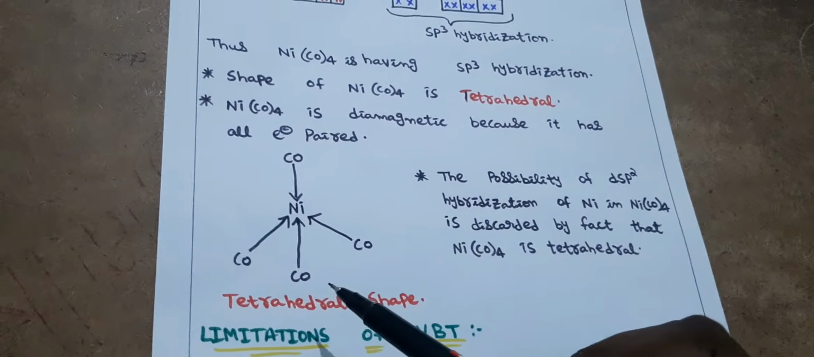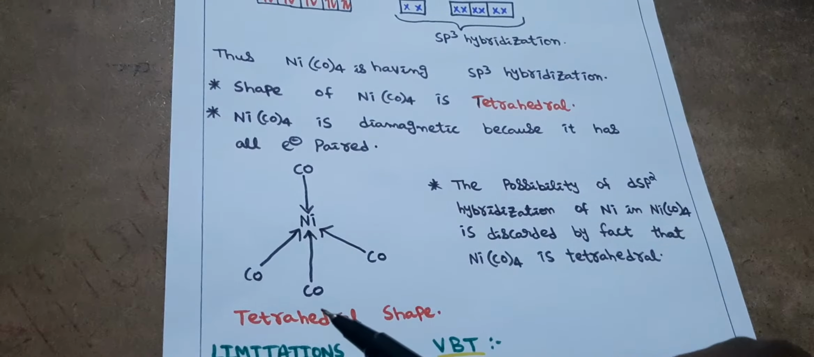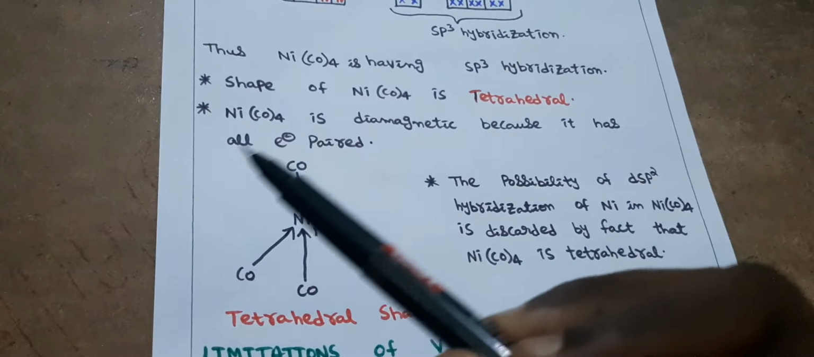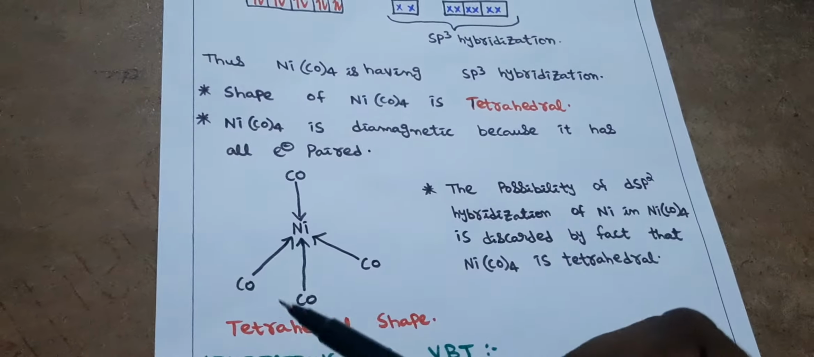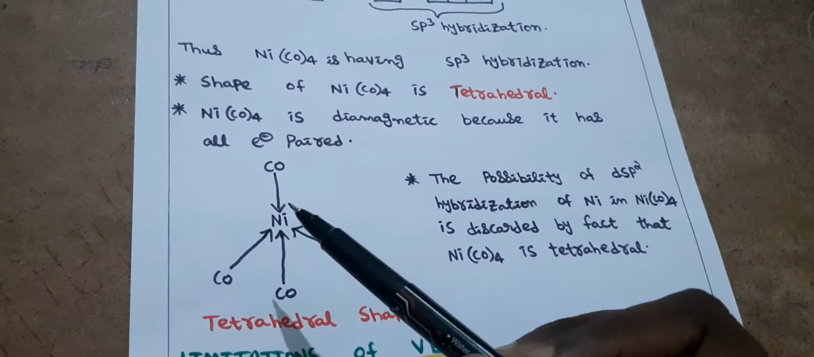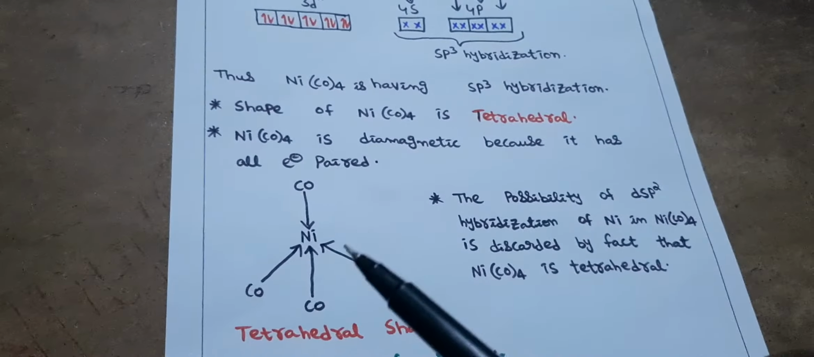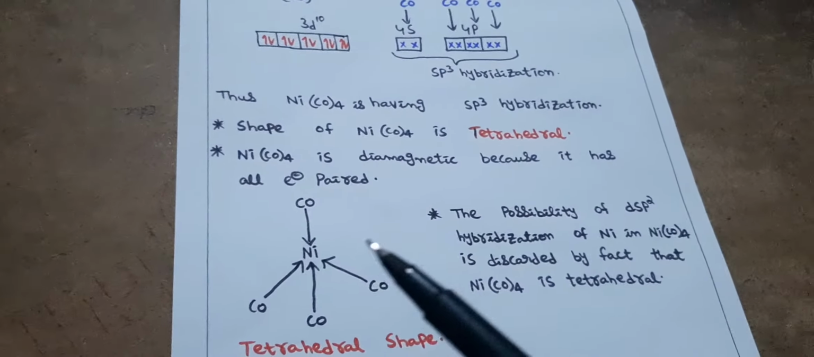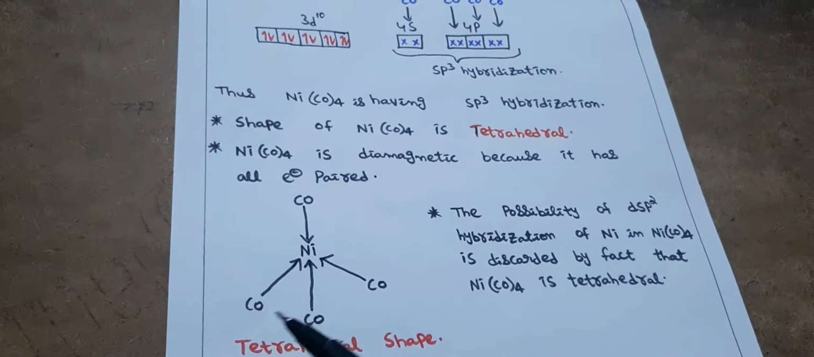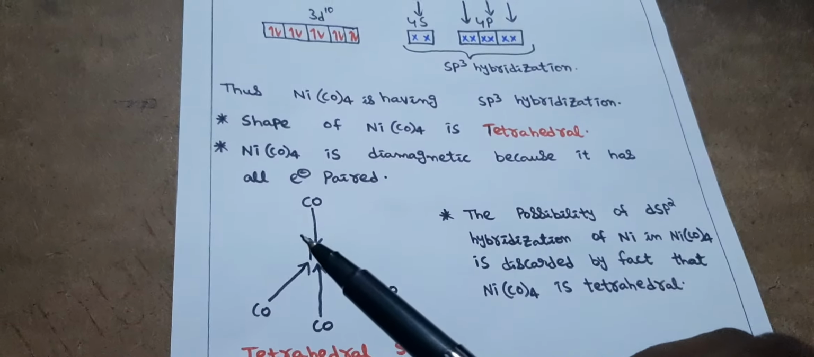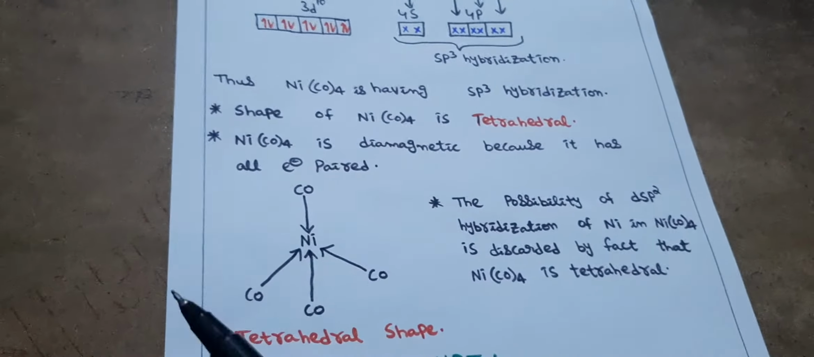This is the structure of Ni(CO)4, nickel tetracarbonyl, tetrahedral shape, right? But see, why I indicated these bonds with arrows? Everybody will have a doubt in their minds. Look, I want to clarify this one thing. That is, these bonds are coordinate covalent bonds, not covalent bonds.